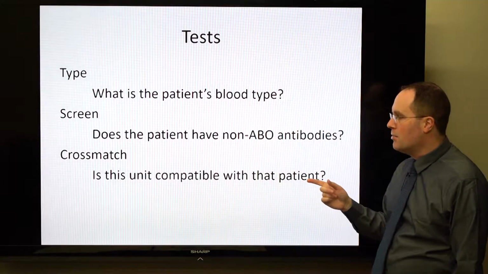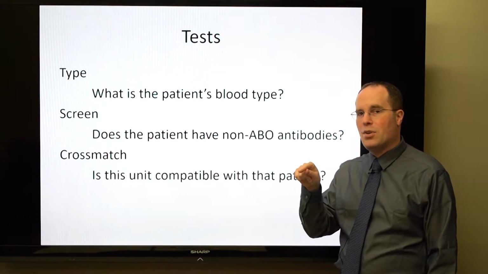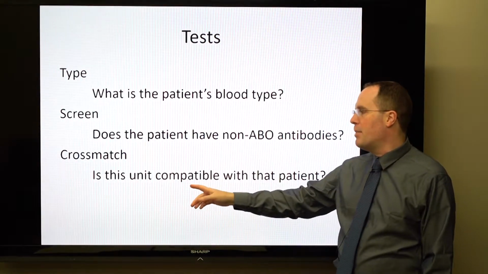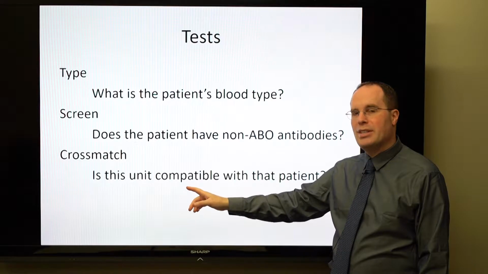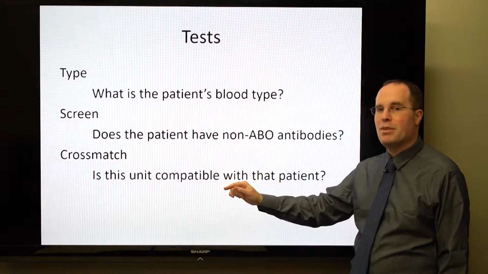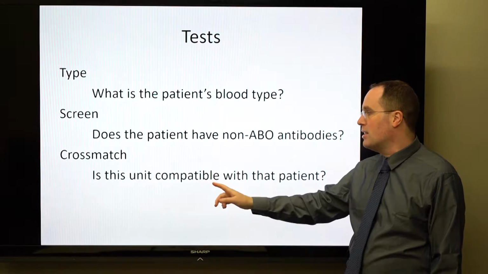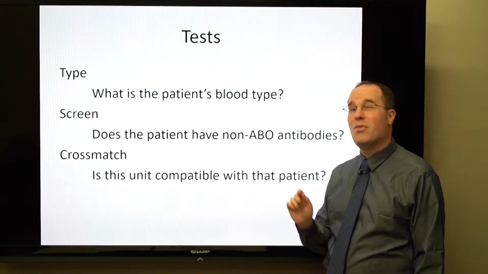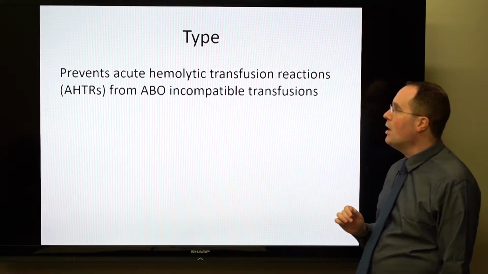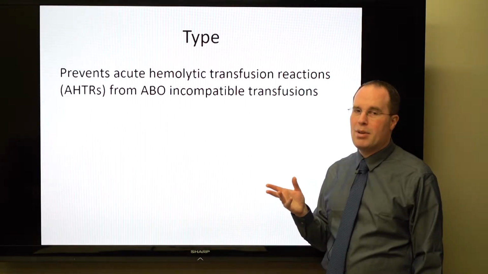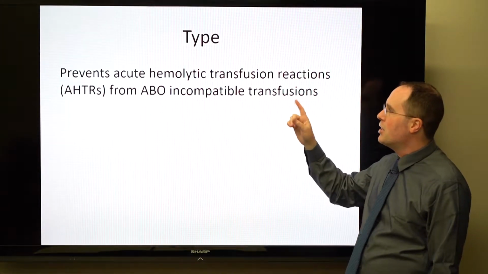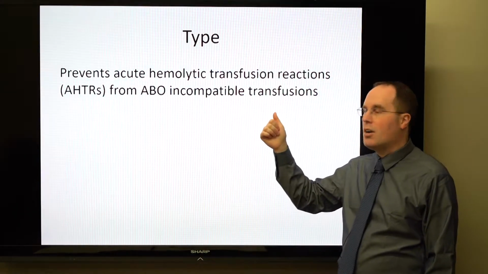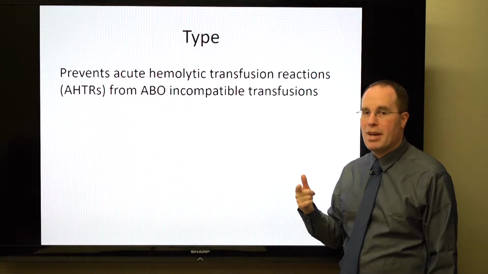And then the cross-match is specific to a particular unit. So before we take a unit of red cells and issue it, we do a cross-match, and we mix a little bit of red cells from that unit with the plasma from the recipient, and we ask the question, is this unit compatible with that patient? So it's a kind of an in vitro transfusion before we issue the unit. And the whole point of doing ABO type, the primary reason, is we want to prevent an acute hemolytic transfusion reaction. And again, acute hemolytic transfusion reactions can be caused by an ABO incompatible red cell transfusion.